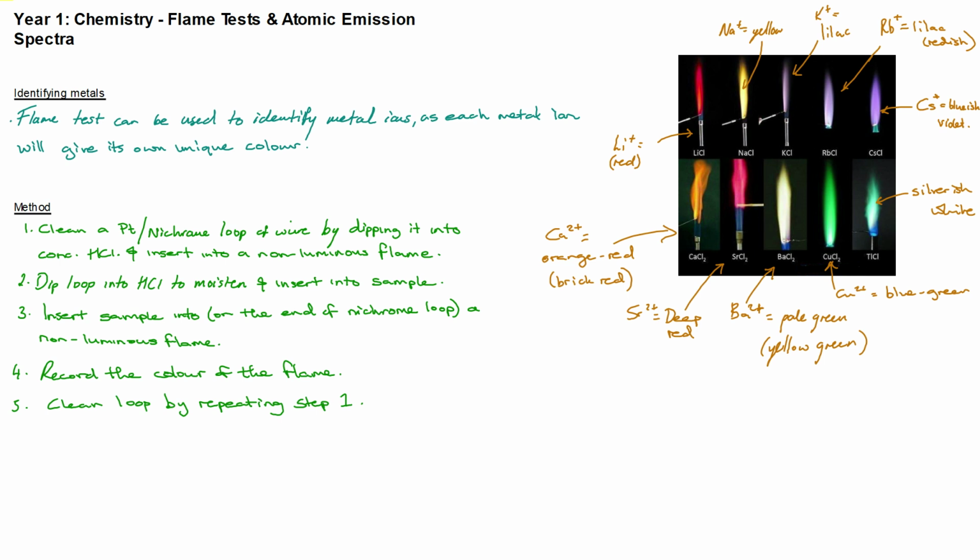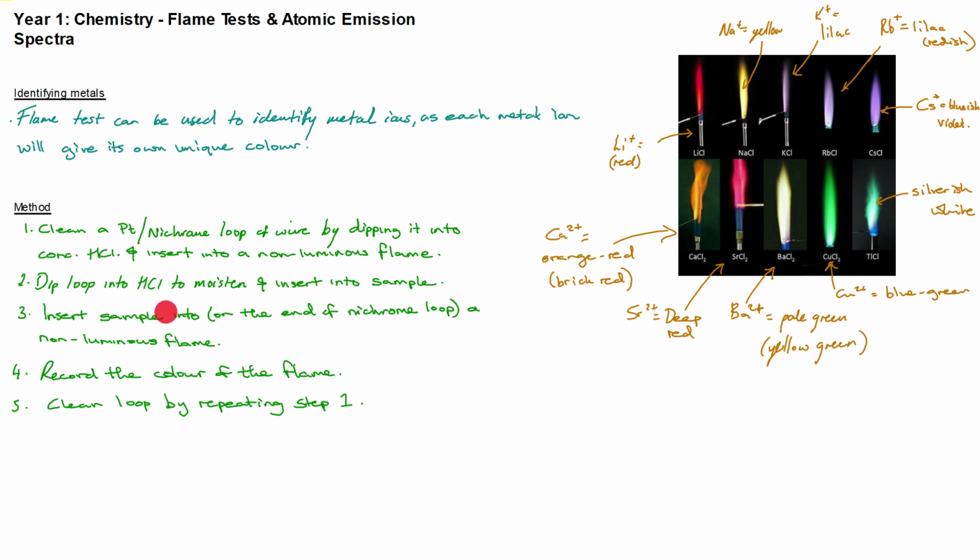We then need to let it cool, because you don't put it into the acid again when it's hot, because you end up producing fumes of HCl. You dip the loop into the concentrated hydrochloric acid to moisten it and insert it in the sample. That just allows the sample to stick to the loop, so you don't have to try and balance some solid on a bit of wire.